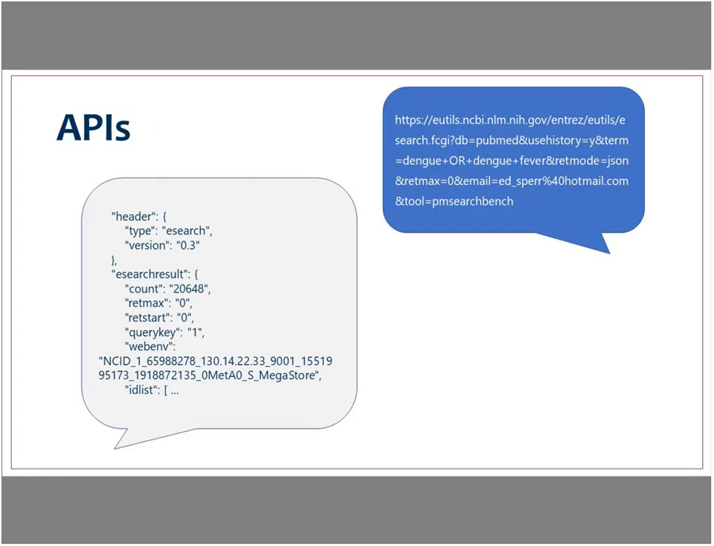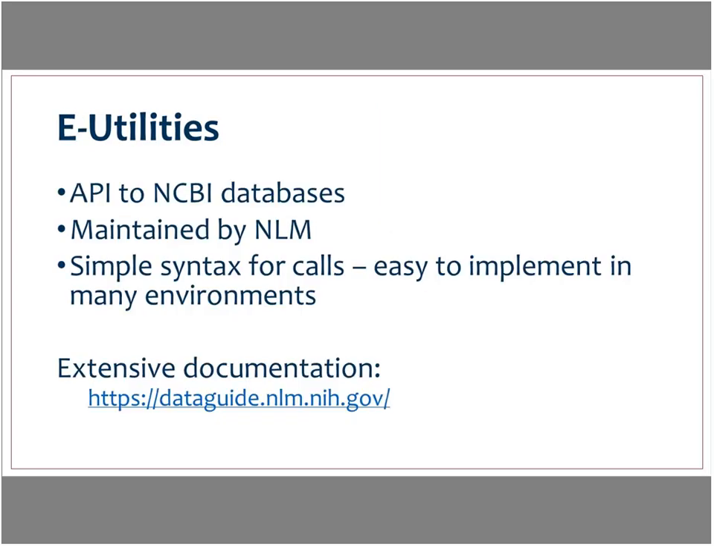So basically an API is just a really stripped down way of talking to a server, in this case a server that lives virtually over at NCBI, and getting back, in this case, the number of results from a search in PubMed.